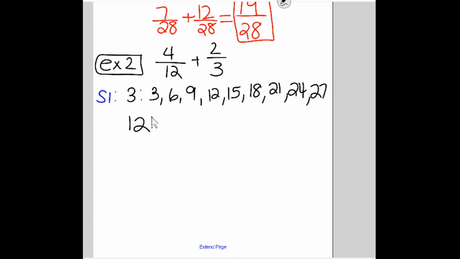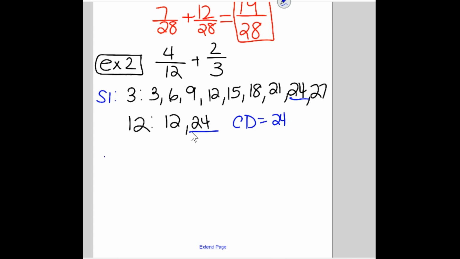So let's do our 12s. So I have 12, 24. Oh, do I even need to keep going? You're correct. I do not need to keep going because I already have my common denominator. I see it right here. It's the 24. It's 24 and 24. So we're done. That's our common denominator. So that's going to be our new denominator that we're using.